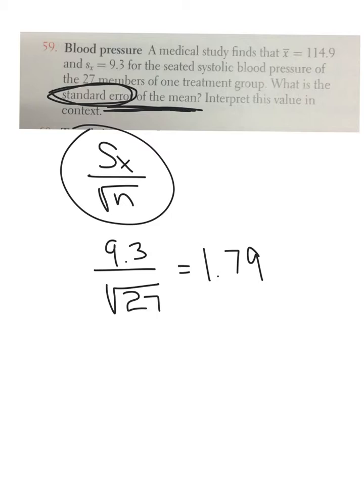What this means is that if we did this over and over again, our standard deviation would be about 1.79 for a sample size of 27. So that's what our standard error is: what our new standard deviation would be if we did this over and over again. Okay, so there's that.